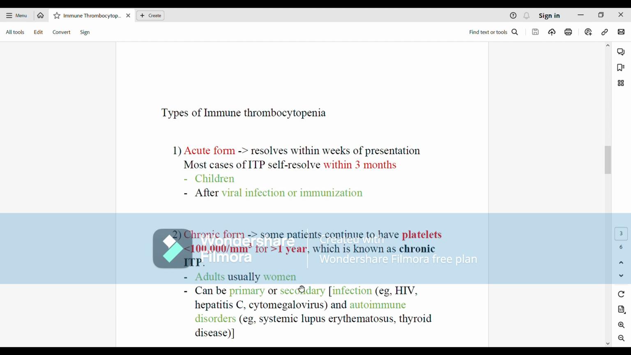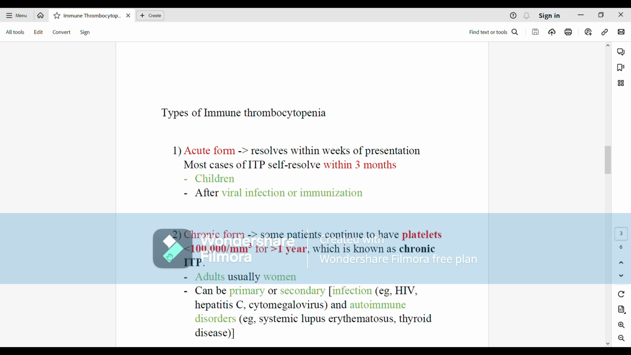The first type is the acute form and the second type is the chronic form. As you know, acute is going to be something which resolves relatively quickly. If somebody develops immune thrombocytopenia and it resolves within 3 months, then they have the acute form of the disease. So it will resolve within weeks of presentation. In the chronic form, there will be thrombocytopenia and it will persist for more than 1 year. So you have the acute form and the chronic form.